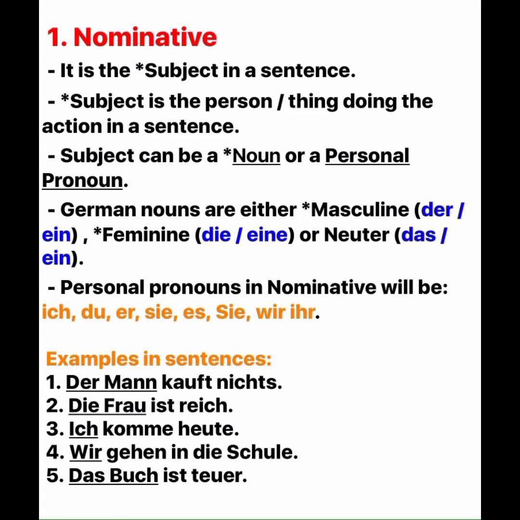Are we together? Die Frau, the lady, ist reich. The lady is rich. Ich is my subject, ich, which means I. Ich komme heute. I'm coming today. Wir gehen in die Schule. And das Buch ist teuer. So from all the examples you've seen that nominative is simply the subject of the sentence.